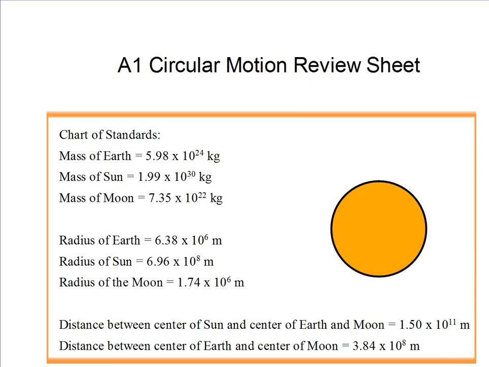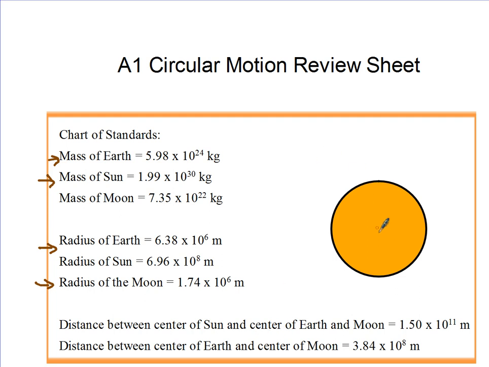Let's do some circular motion review. You will always get a chart like this, the standards of the mass of the Earth, the mass of the Sun, the radius of the Earth, radius of the Moon, etc. The distance between the center of the Earth and the center of the Earth-Moon system. I don't have these memorized. I don't expect you to have them memorized.